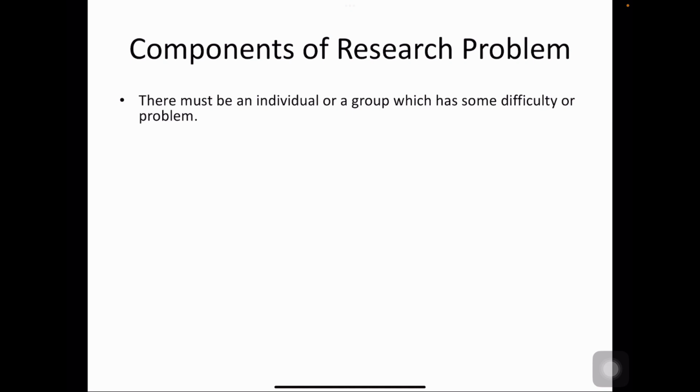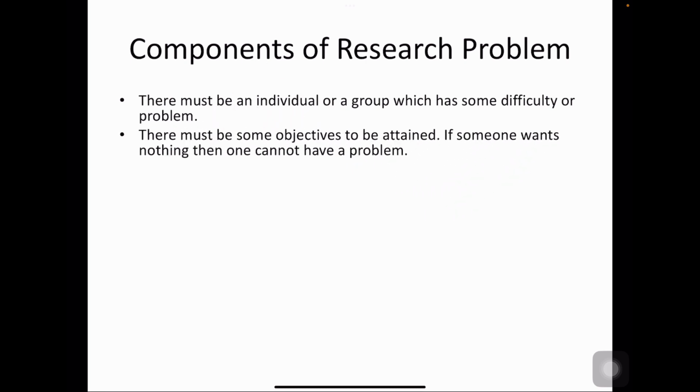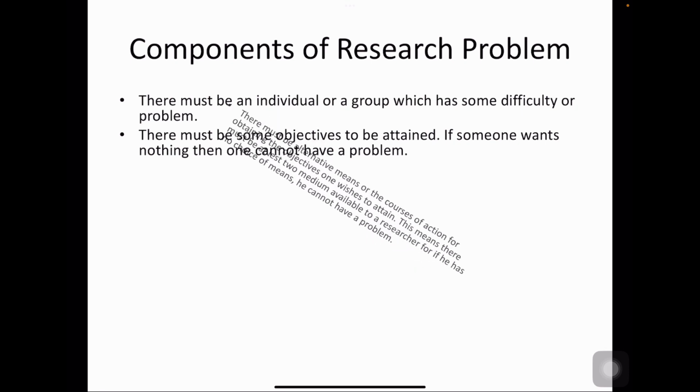Components of research problem. There must be an individual or a group which has some difficulty or problem. There must be some objectives to be attained. If someone wants nothing, then one cannot have a problem.